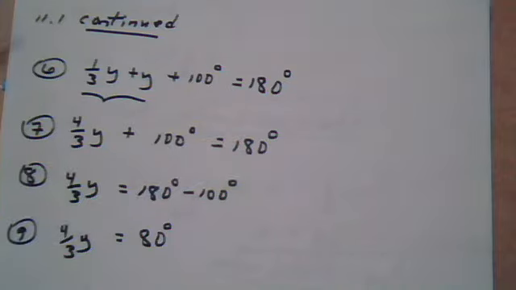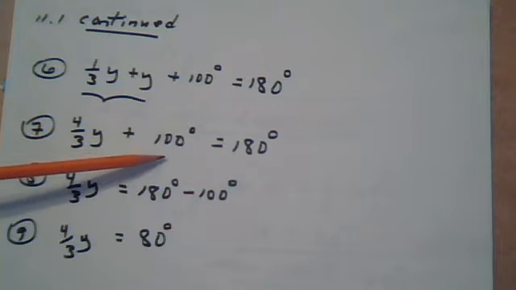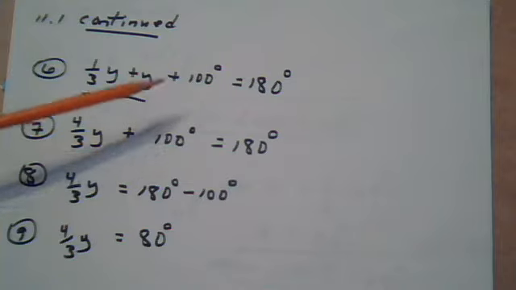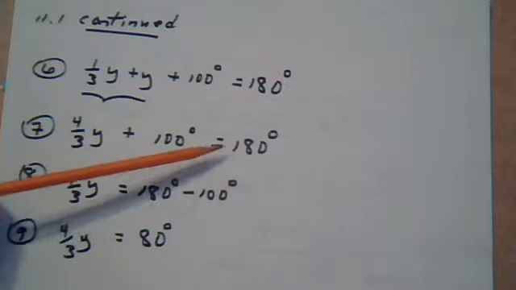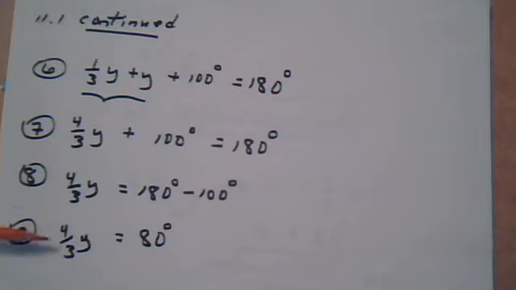Now just solve for the Y, isolate the Y. So we move the 100 to the other side by subtracting. You subtract 100, that cancels these hundreds. But what you do to one side, you have to do to the other. So I have to subtract the 100 from the other side. So now we have 4/3 Y equals 80 degrees.